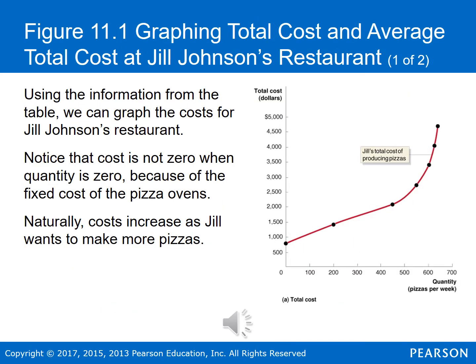Just like how we used the supply and demand schedule in order to create the supply and demand curves, we can use the total cost and the average total cost from the previous slide, from the table there, to graph the cost for Jill Johnson's restaurant. So on the right here, we have the total cost of producing pizzas per week for Jill Johnson's restaurant. Notice that because we have a fixed cost, because we have those $800 worth of pizza ovens, the cost is not zero when the quantity is zero. Now naturally, as Jill wants to make more pizzas, she has to hire more workers, and it's going to increase the cost of her producing the pizzas.